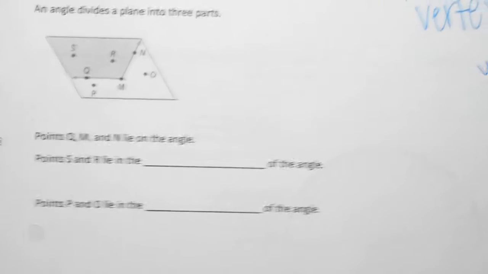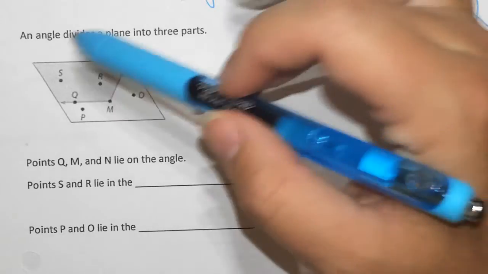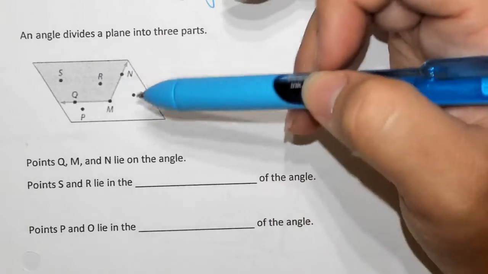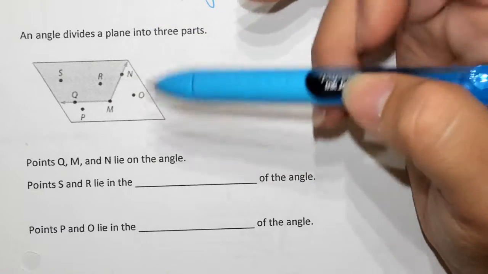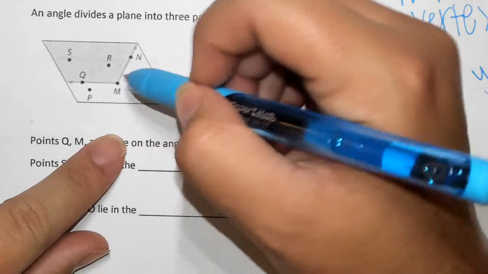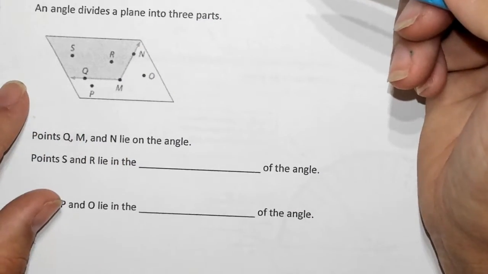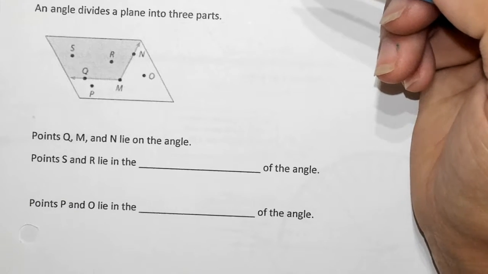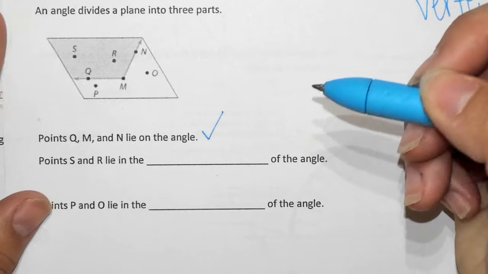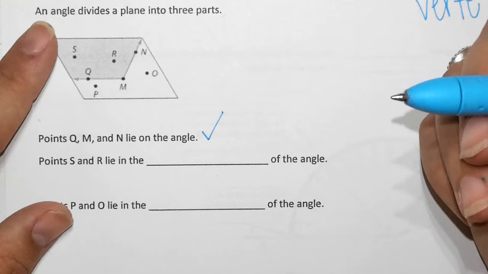Okay, I know this is kind of boring. Let's get the routine stuff out of the way. An angle, in this angle, it's on a plane, and it divides the plane into 3 different sections. The first section is the angle itself. What points are on this angle? Q, M and N. Those are on the angle. They're not outside, they're not inside, they are directly on top of the angle.